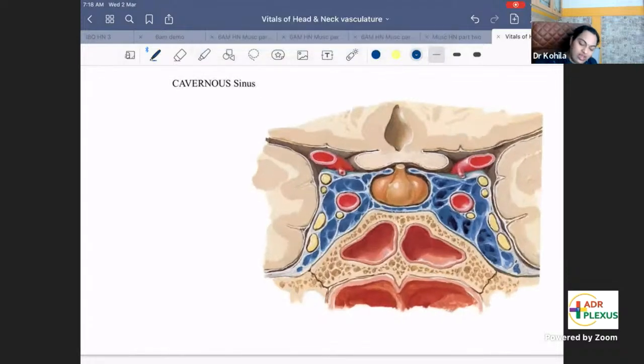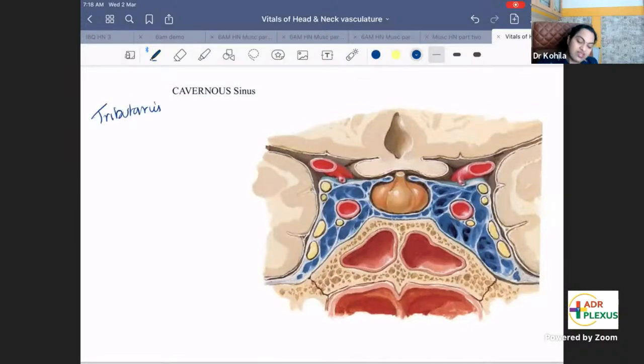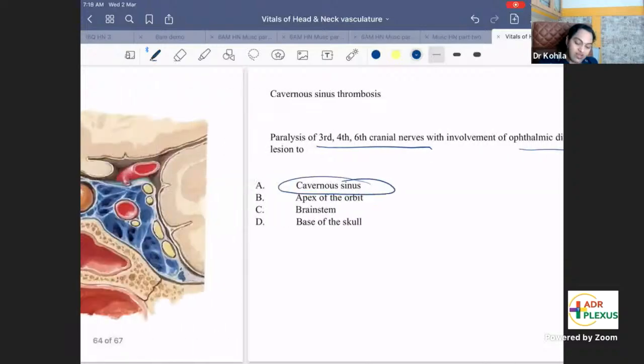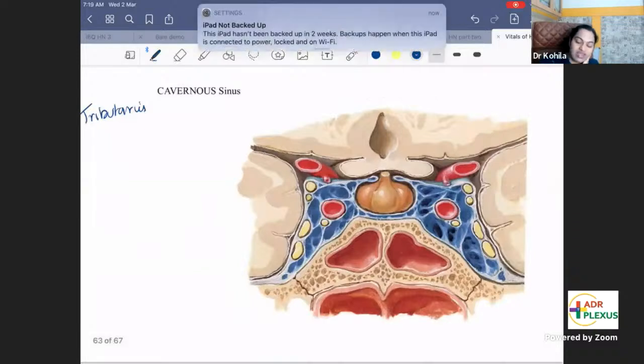The only thing that you should know is tributaries and relations. Tributaries, remember, there are few questions on that. Cavernous sinus thrombosis, the paralysis of the 3rd, 4th, and 6th cranial nerve, along with the ophthalmic division of the 5th nerve, localizes the lesion to cavernous sinus. We just now saw the relations, right? Within the cavernous sinus and the lateral wall, 3rd, 4th, and the ophthalmic division, and the 6th one.